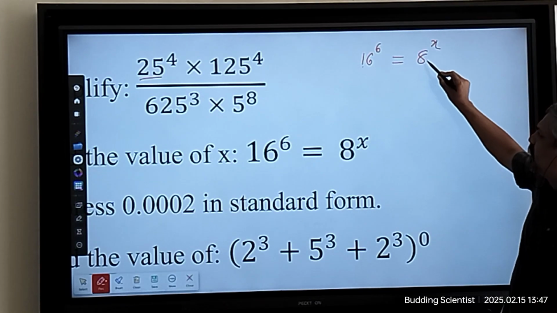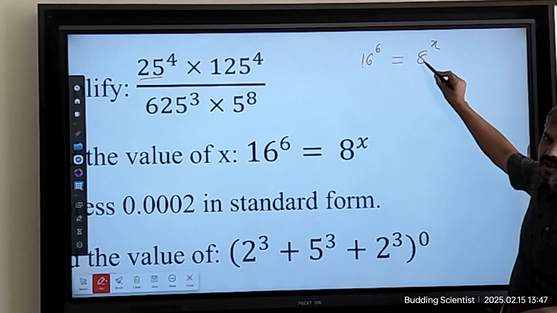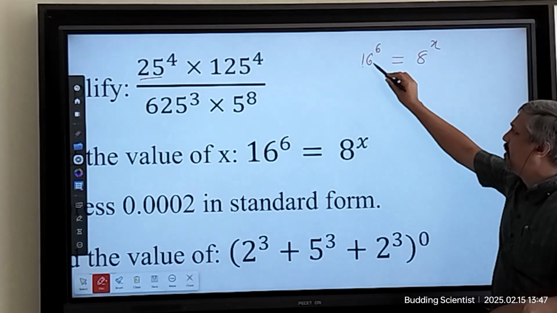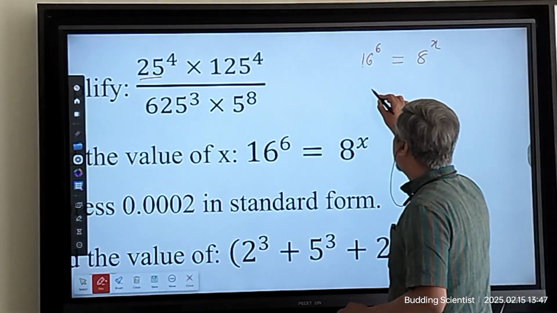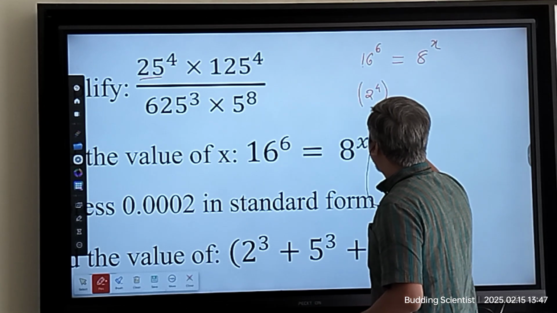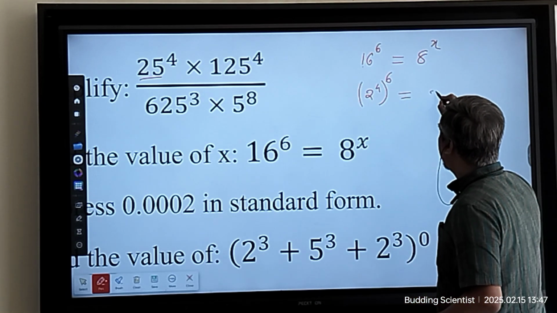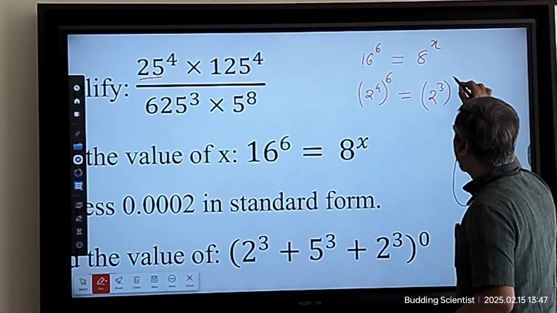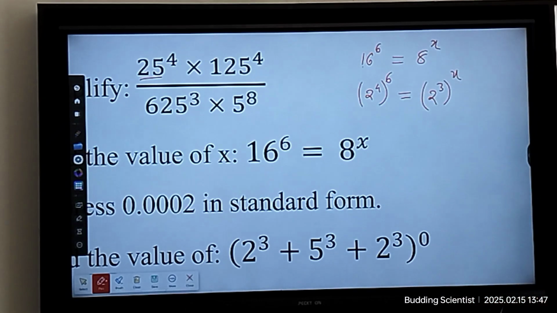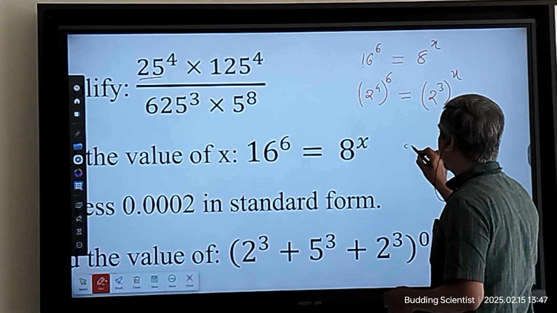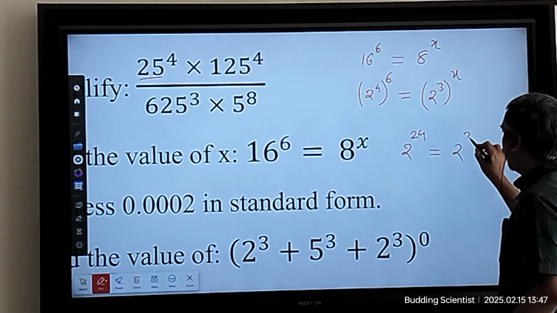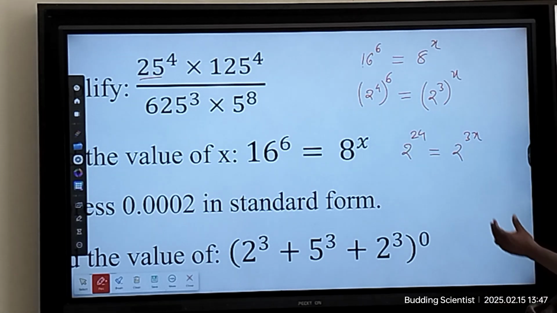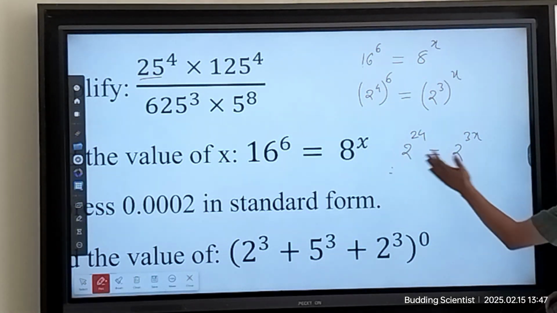2 into 2 into 2, 3 times, is 2 raised to 3. So we can convert both 16 and 8 to make the base equal to 2. So I'll write 2 raised to 4 bracket raised to 6 equals 2 raised to 3 bracket raised to x. And the problem is solved. 2 raised to 4 into 6 is 24, equals 2 raised to 3x.